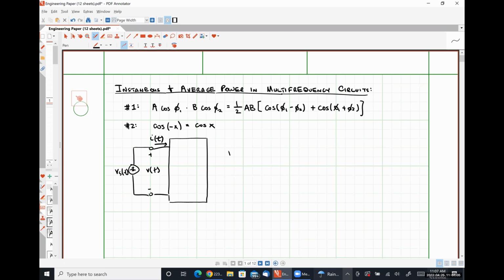But in this case, we're going to say that V of t is of the form Vm1 cosine omega 1 t plus theta V1, plus Vm2 cosine omega 2 t plus theta V2, at two distinct frequencies, representative of a multi-frequency circuit having two excitation frequencies. We are going to limit our discussion to only two frequencies because, as you will very quickly see, the math is going to get horrifying.